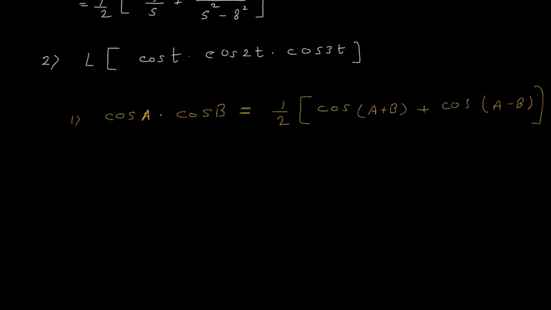Similarly, we have sin A sin B. So when I say sin A sin B, that is sin A into sin B. Now this is 1 by 2 into cos, we will take cos A minus B first, minus cos A plus B.